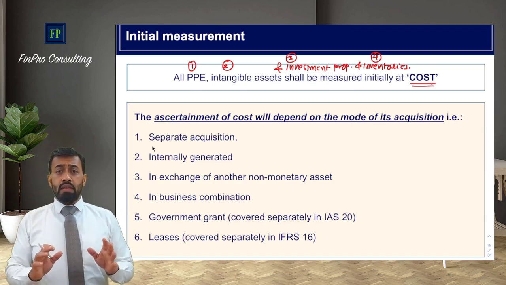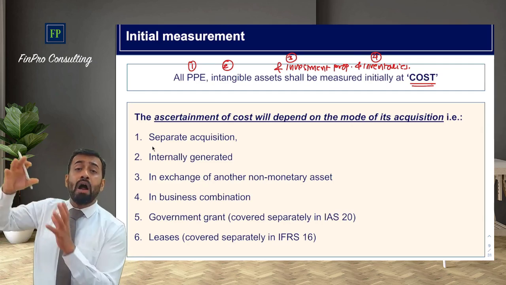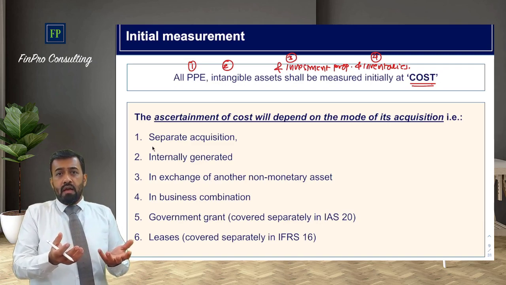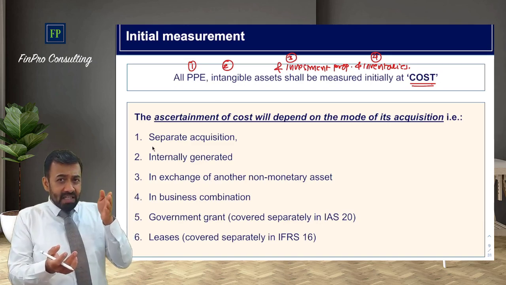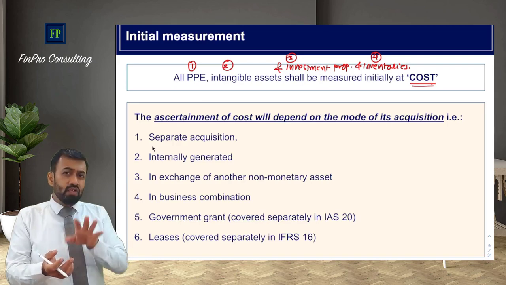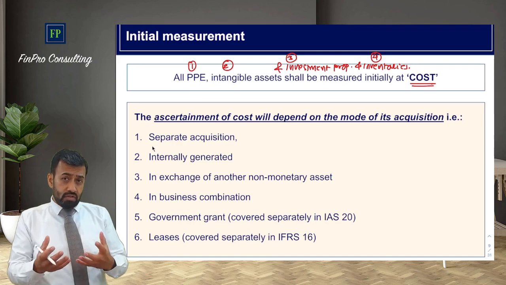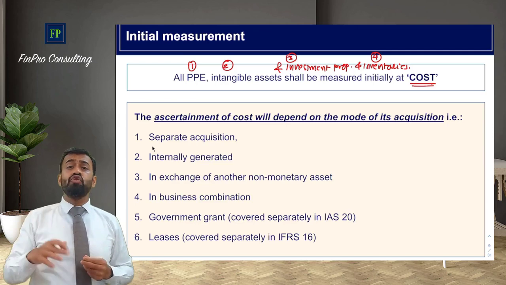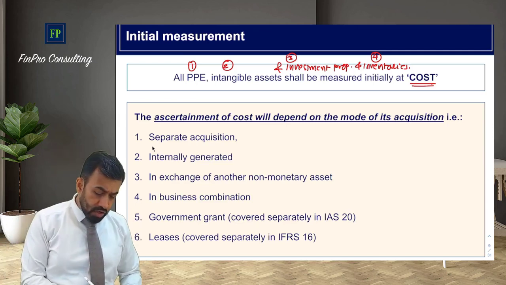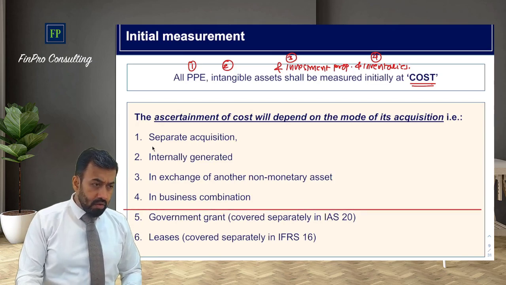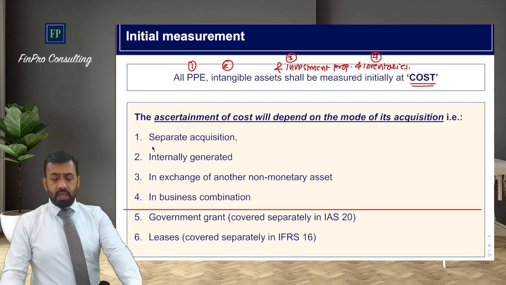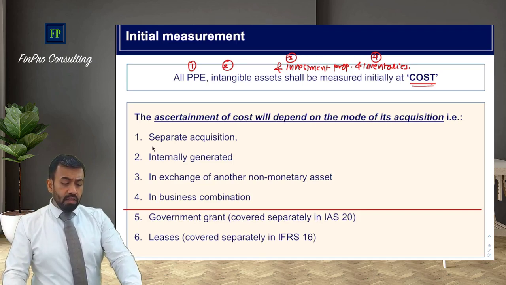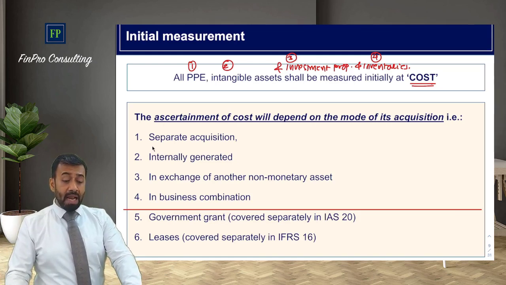The expenditure that may go as part of cost will depend on the mode of its acquisition. Which way that asset is getting into your business is very important in order to determine the cost. There could be 6 different ways by which we can acquire that asset, out of which for the last 2 there is a separate standard we will deal with. However, there are these 4 ways by which we will acquire the asset.